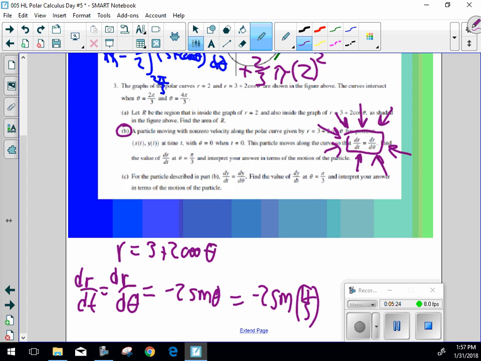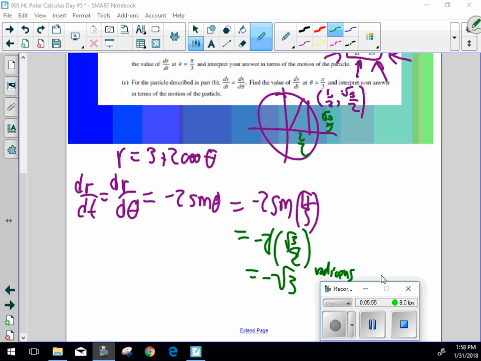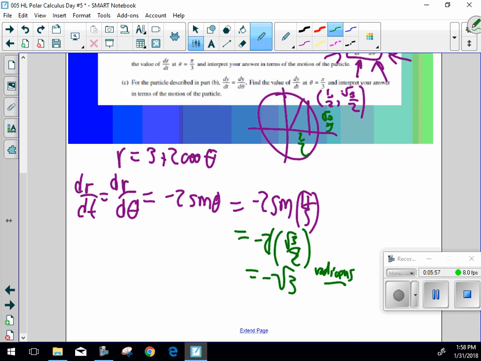You like that. All right, let's remember that. So this is pi over 3. What's the sign? Is it the x or the y? Which one is it? Is it the 1/2 or the square root of 3 over 2? It's the y. So this is going to be equal to -2 square root of 3 over 2, which simplifies to negative square root of 3. Now, there aren't really units, but it's radians per unit, if you want to leave it that way.